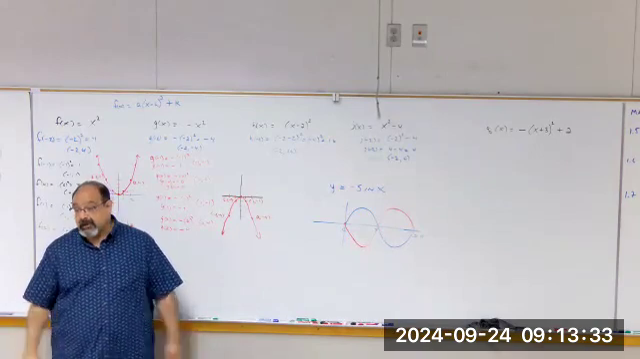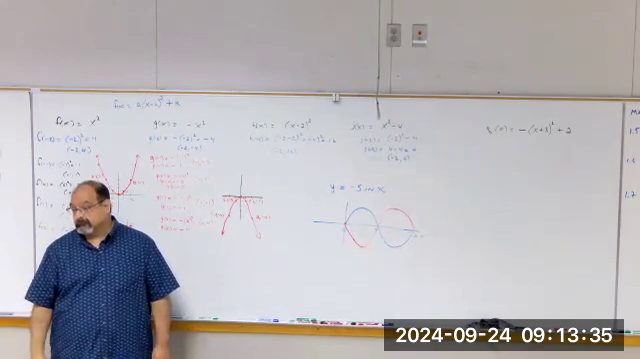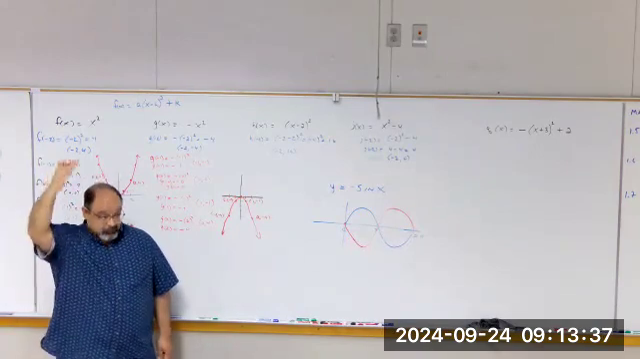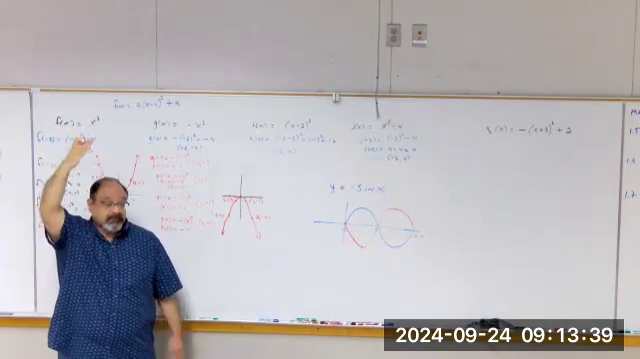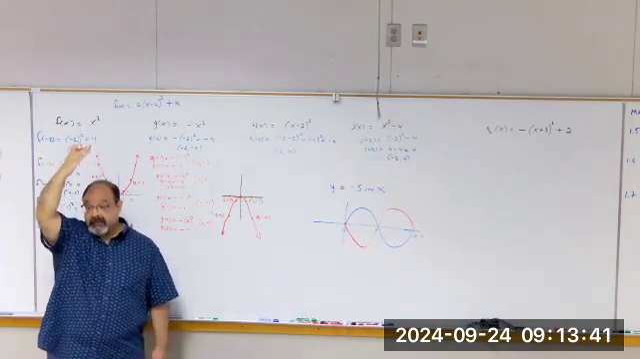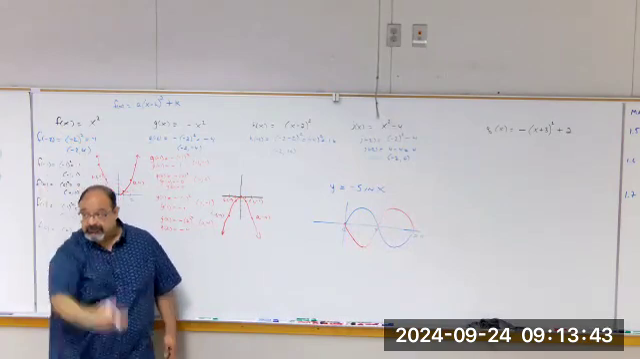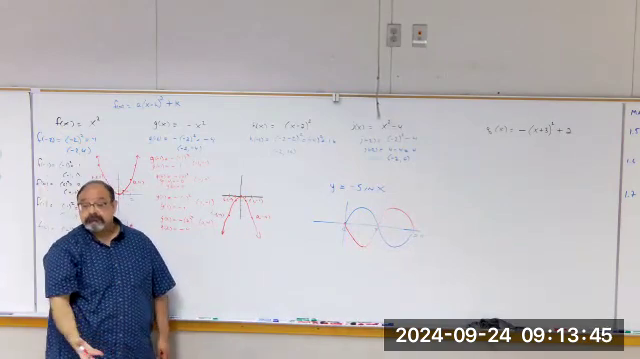Okay. It just reflects it. Anything above, that's if it's above the x-axis, it's a positive number. If I put a negative in front of a positive, it's now below because it's now a negative number.